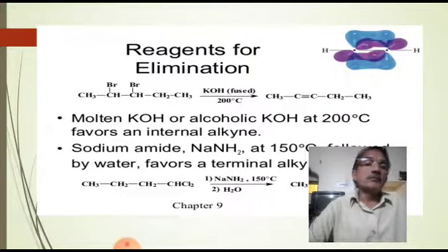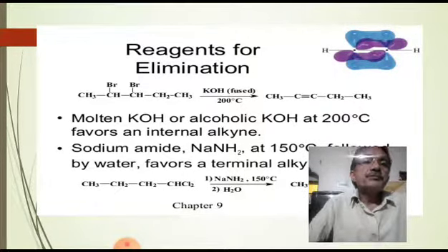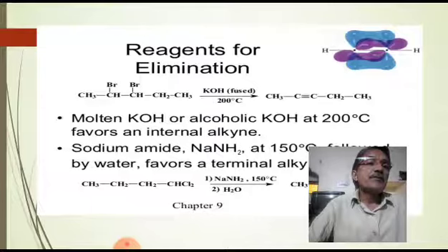When we observe the equation, 2,3-dibromopentane on treating with fused potassium hydroxide at about 200 degrees centigrade gives 2-pentyne. Molten KOH or alcoholic KOH at 200 degrees centigrade favors an internal alkyne. Here dehydrohalogenation takes place.